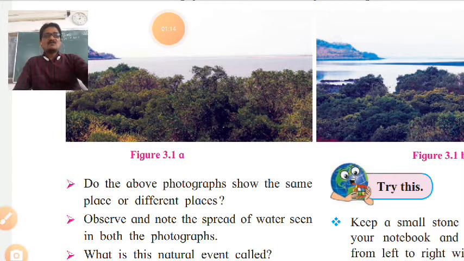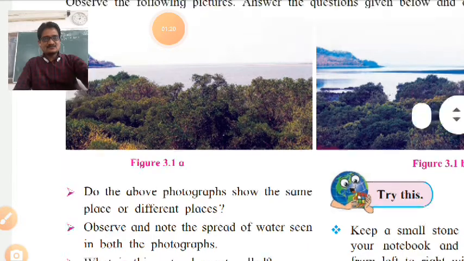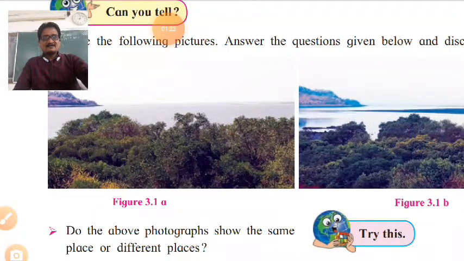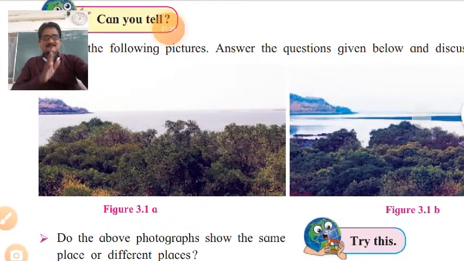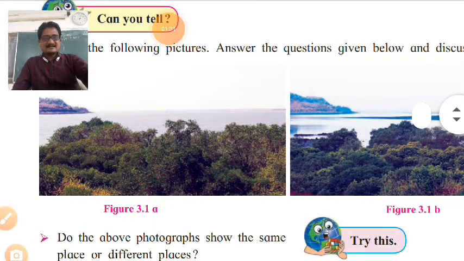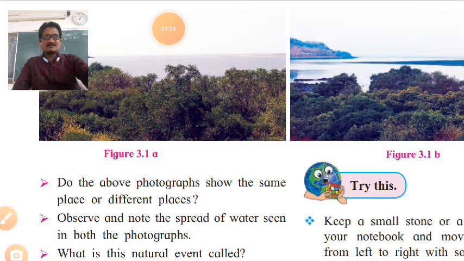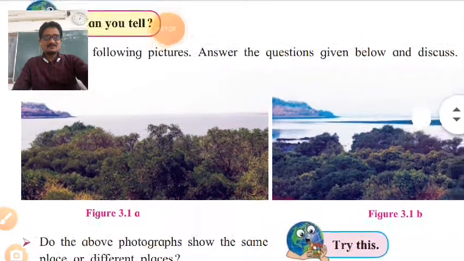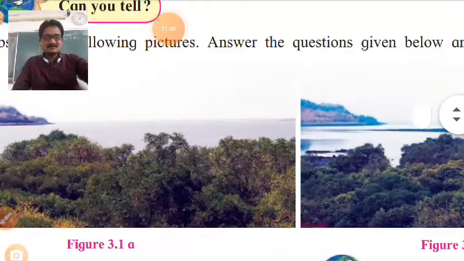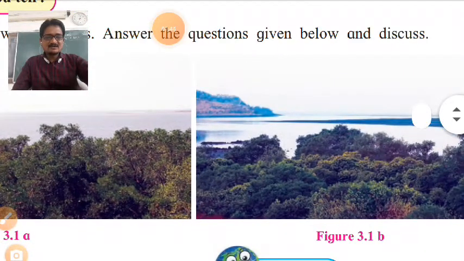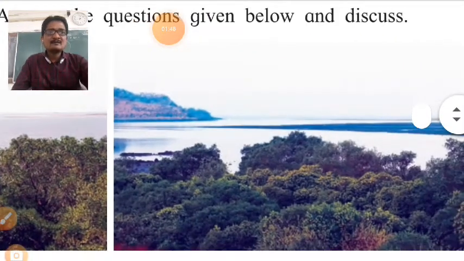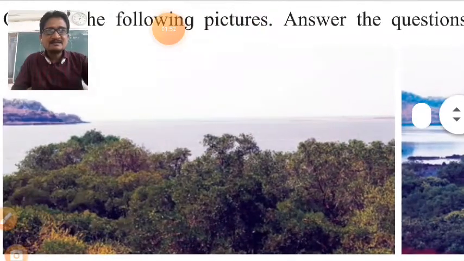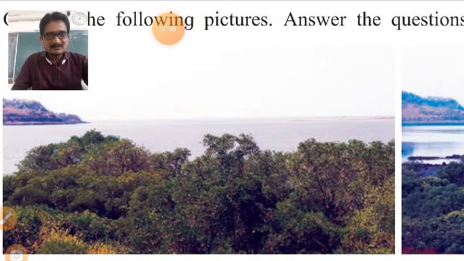Do the above photographs show the same place or different places? So are these two photographs the same or different places? I think it is the same place. Then observe and note the spread of water seen in both the photographs. In the first photograph, water is near to the coast. In the second photograph, water is far away from the coast. See here, water is far away, and in this picture, water is nearer.